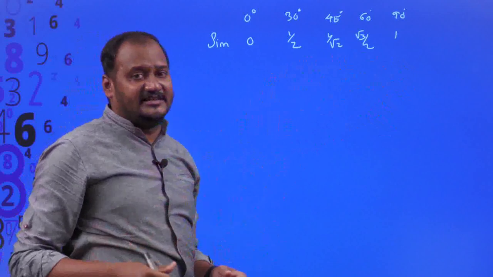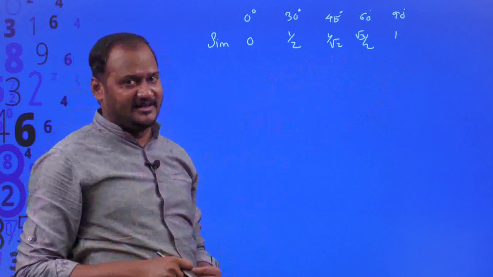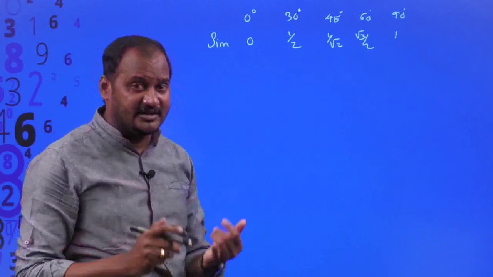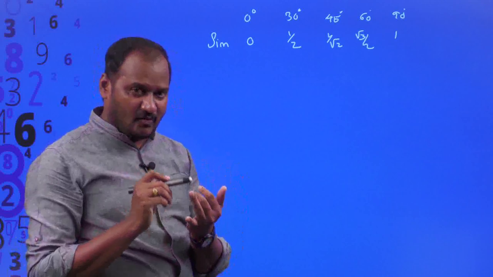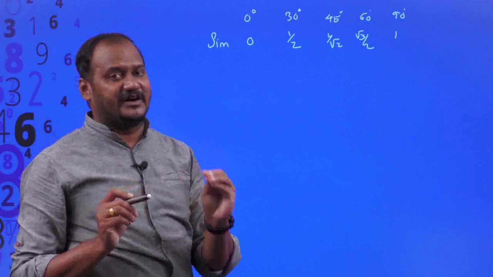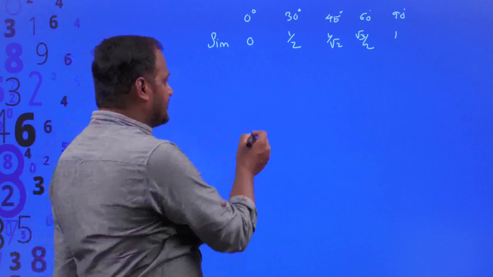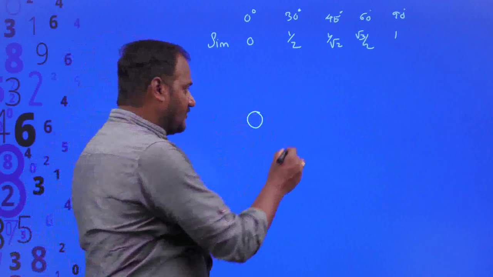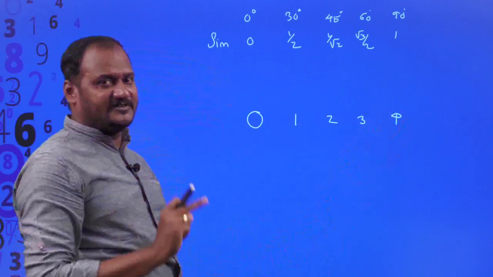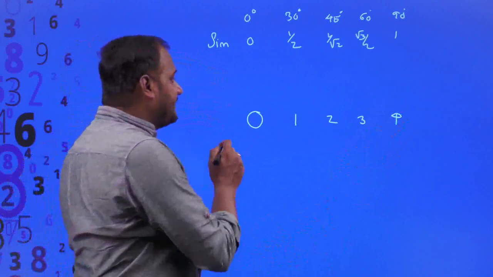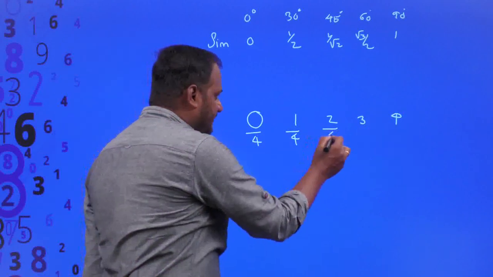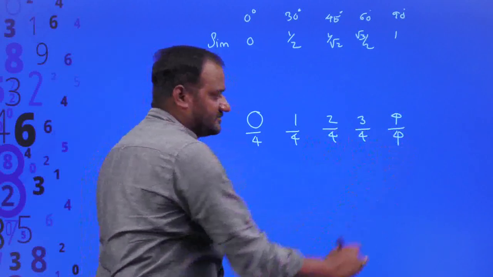Now, how do I remember the values of sine? That is what my point is. You have first 5 whole numbers. Do you know what are the first whole numbers? 0, 1, 2, 3 and then 4. These are the first 5 whole numbers. After writing the first 5 whole numbers, 0, 1, 2, 3 as well as 4, divide every single number by 4, divided by 4, divided by 4, divided by 4, divided by 4.